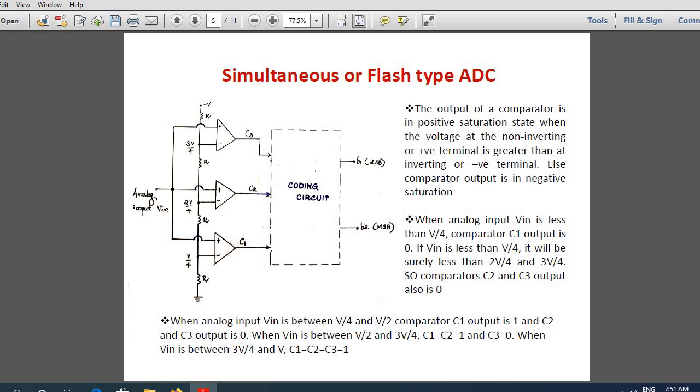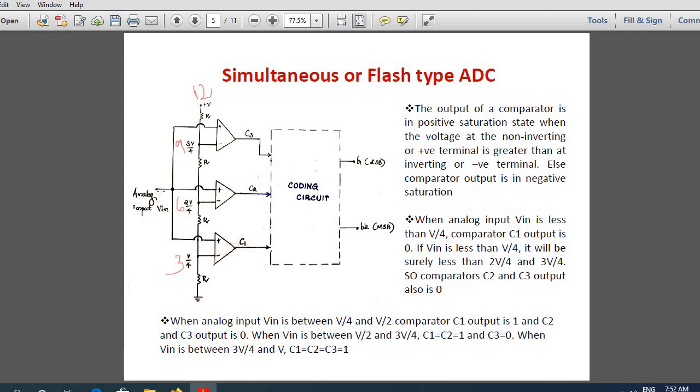Now I have again drawn the circuit here. Suppose that your reference voltage is 12 volt. I'm taking my reference voltage as 12 volt. So what will be the voltage here? V by 4, which is 3 volt. Then it is 6 volt, and what is the voltage here? It is 9 volt.